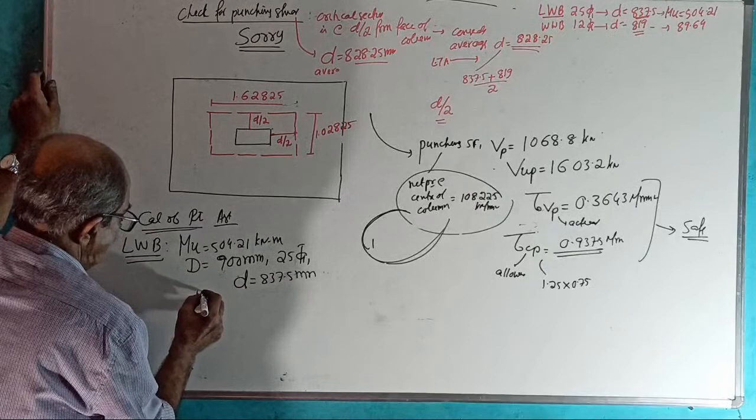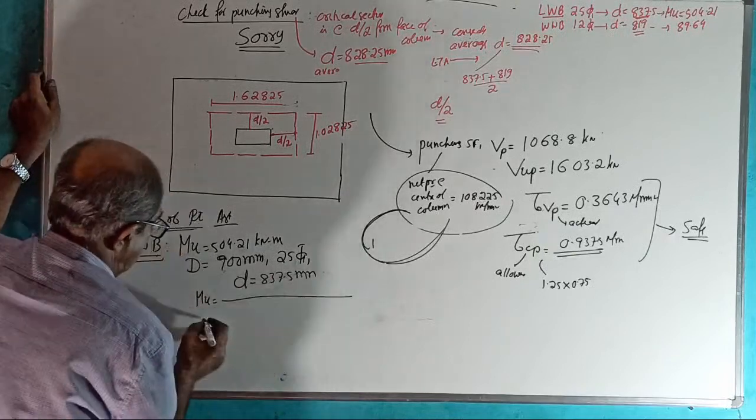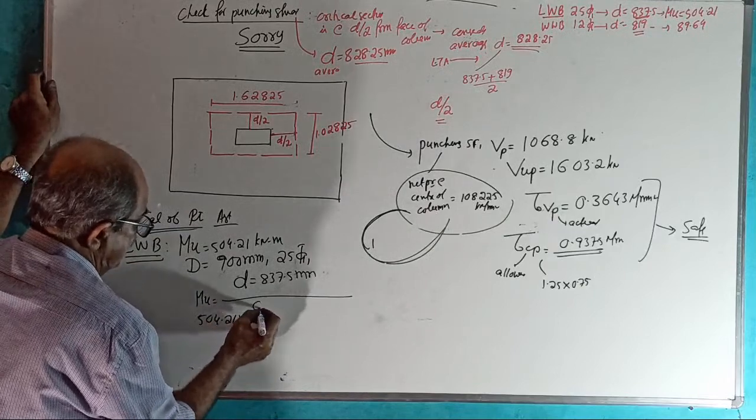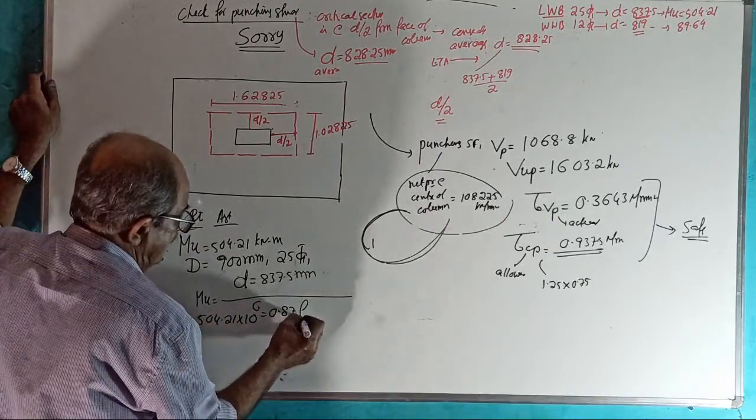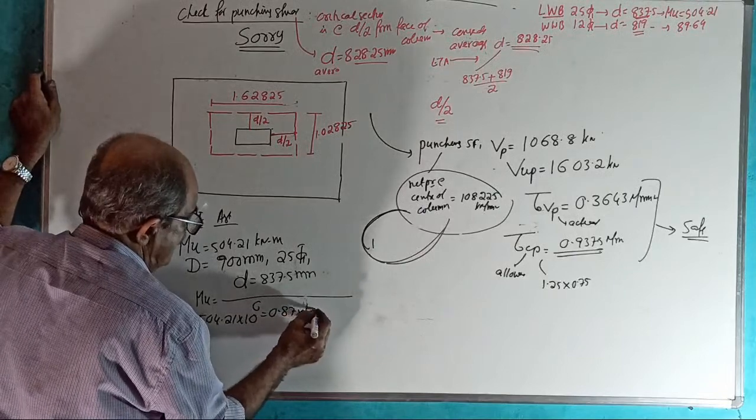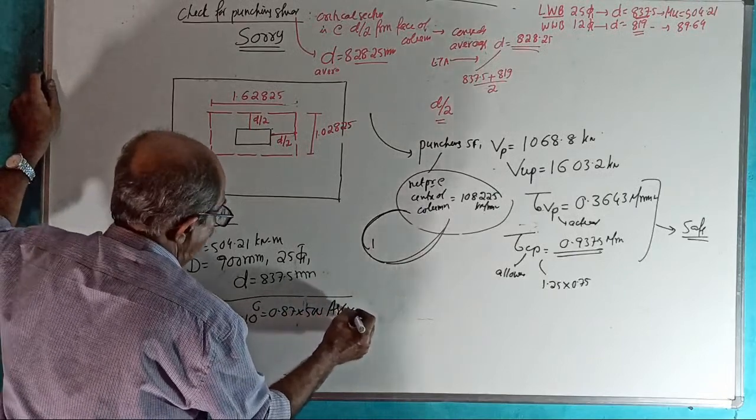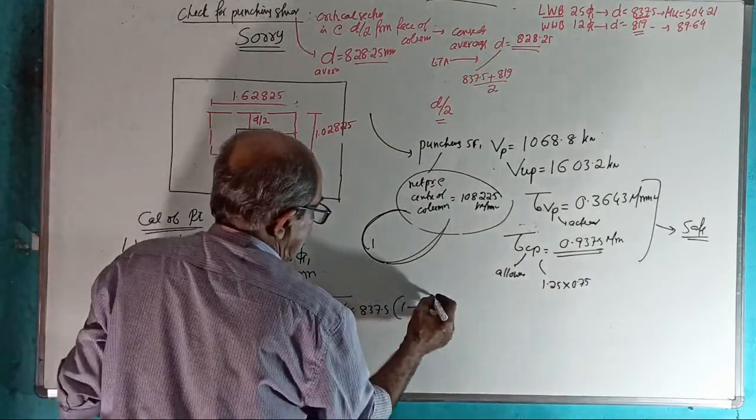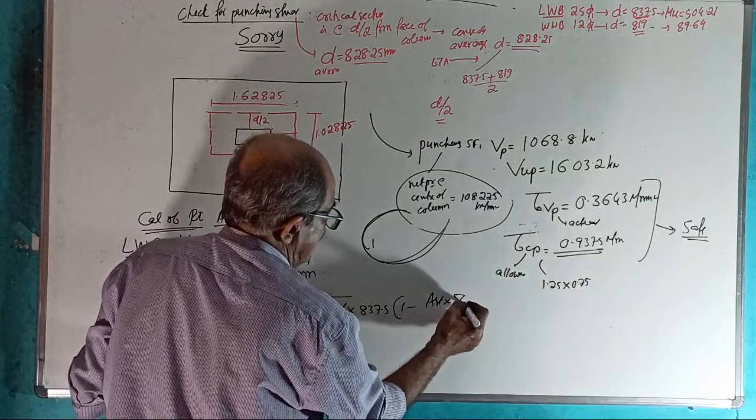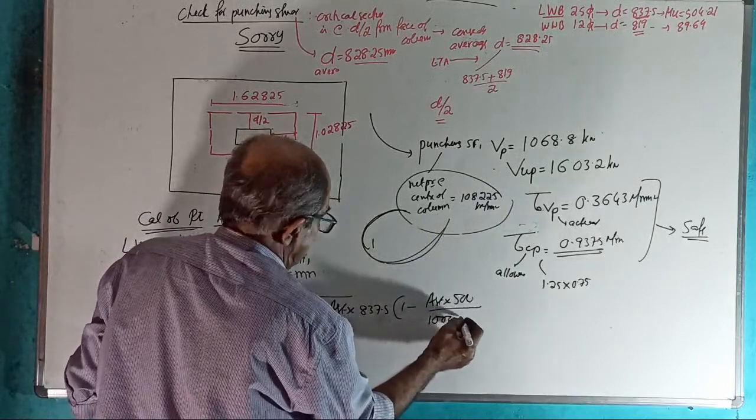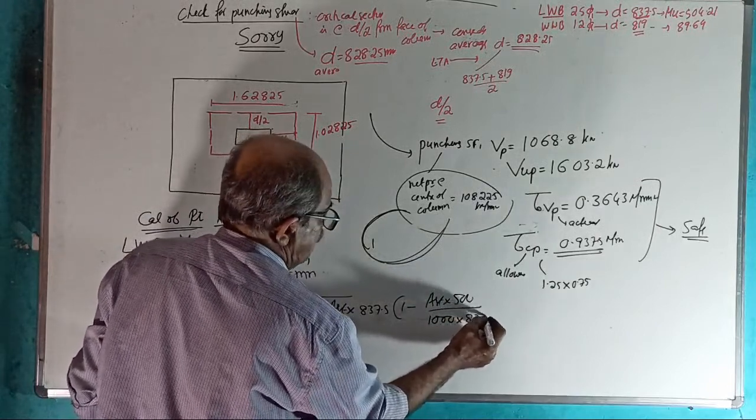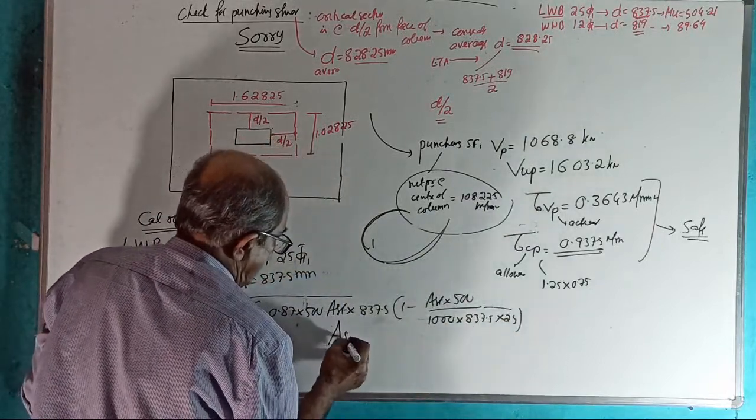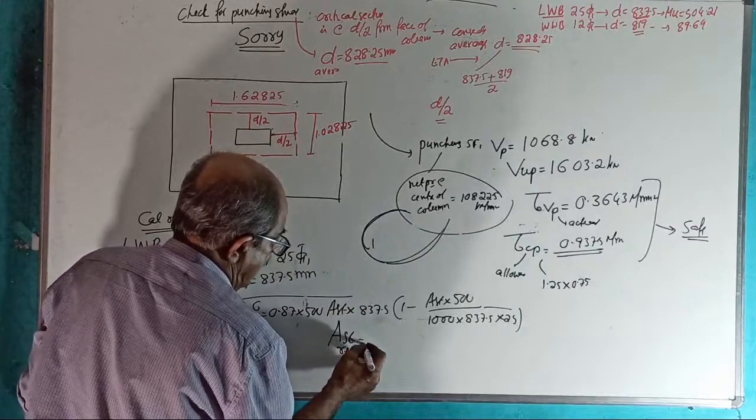So, substitute in the MU equation. MU equal to 504.21 into 10 to the power 6 equal to 0.87 into Fy, which is 500, into AST into D, which is 837.5, into 1 minus AST into Fy divided by 1000 divided by 837.5 divided by FCK. Tell what is the AST required for lengthwise bending.